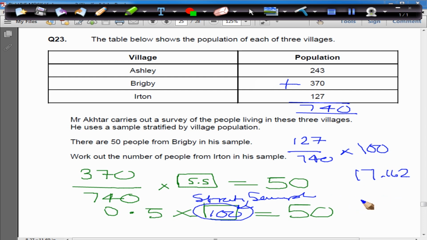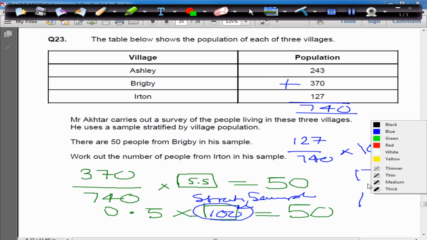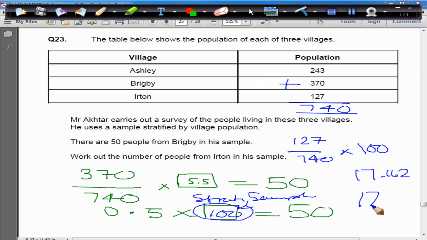Okay, so we can't have 17.162 people. So we're going to round to the nearest whole number. So how many people are we going to have? So the final answer is 17 people is the answer to that question.